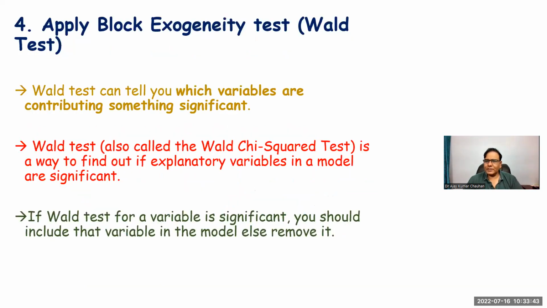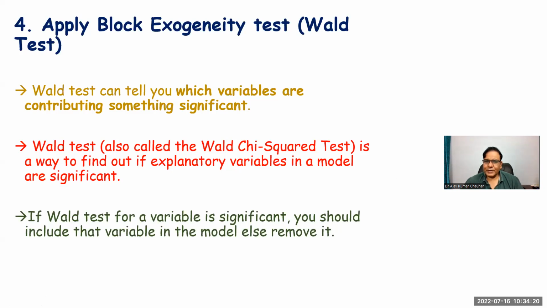Now, the fourth part is that once you apply the optimum lag in the model, then you have to apply the block exogeneity test. Block exogeneity test is the most important test in the VAR system. And in every research paper based on VAR, you will see the VAR result. So vector autoregression model is incomplete if you don't report the Wald test.